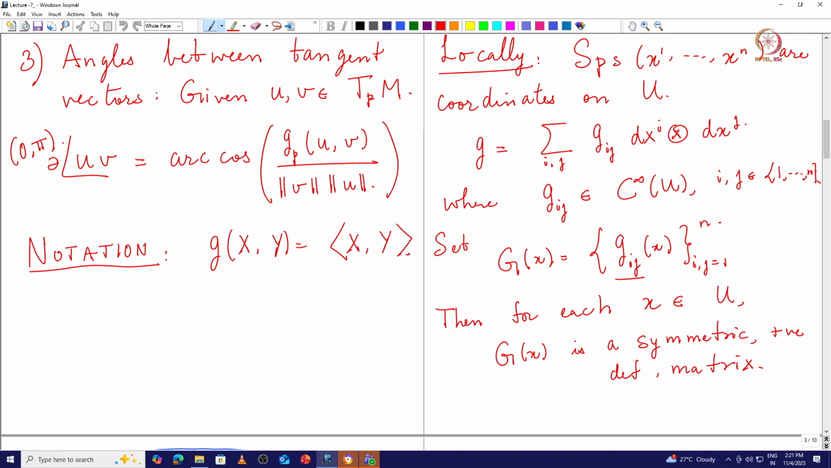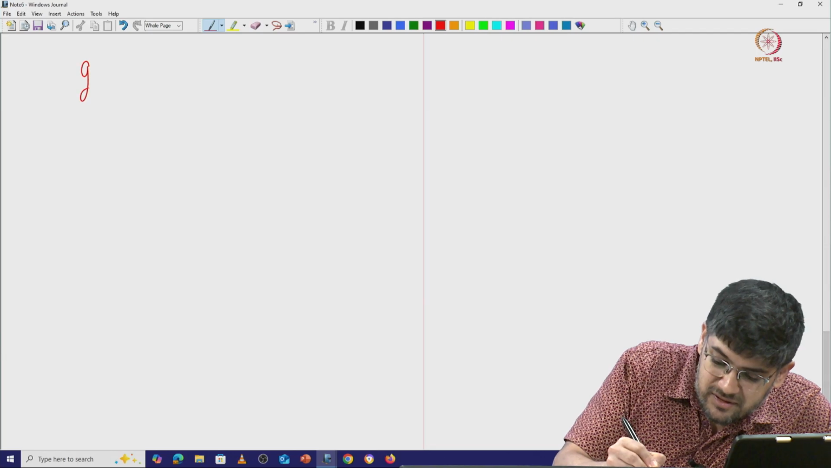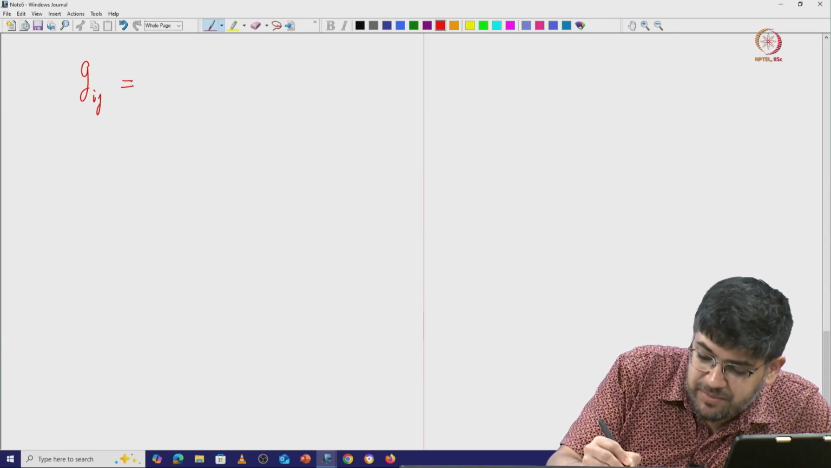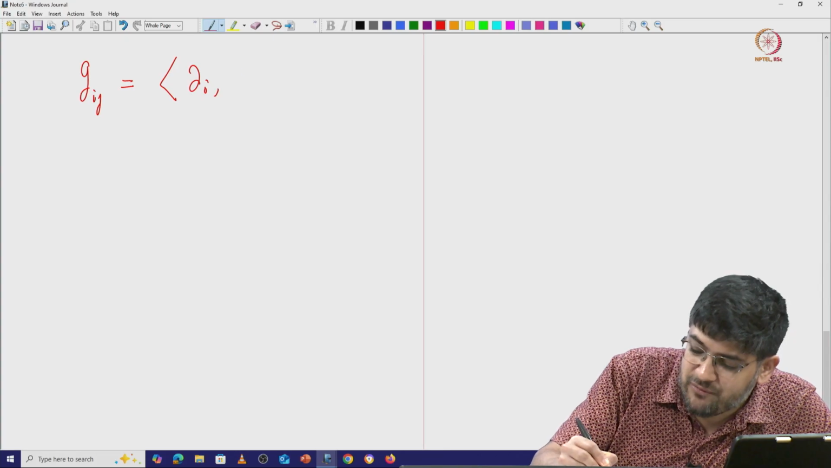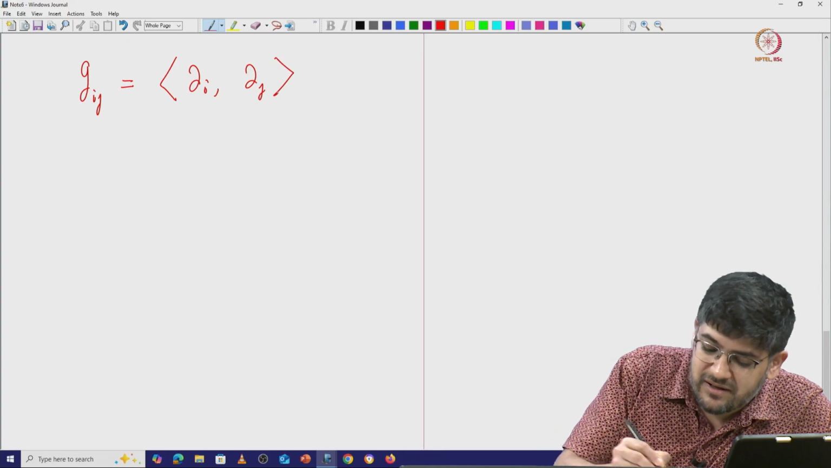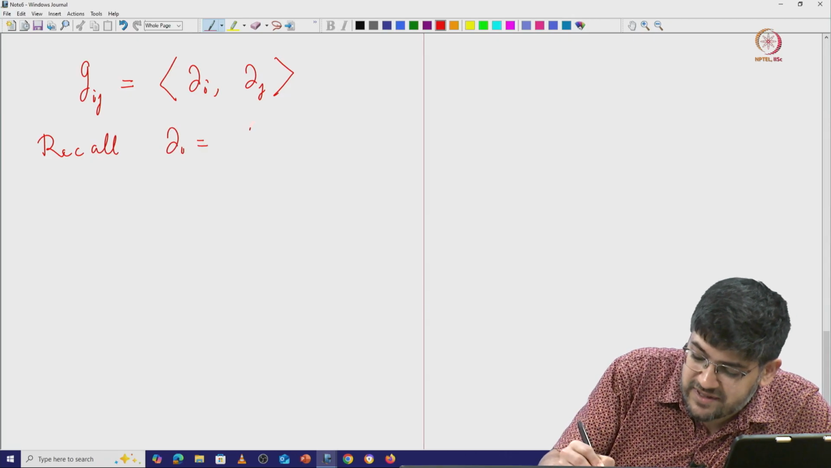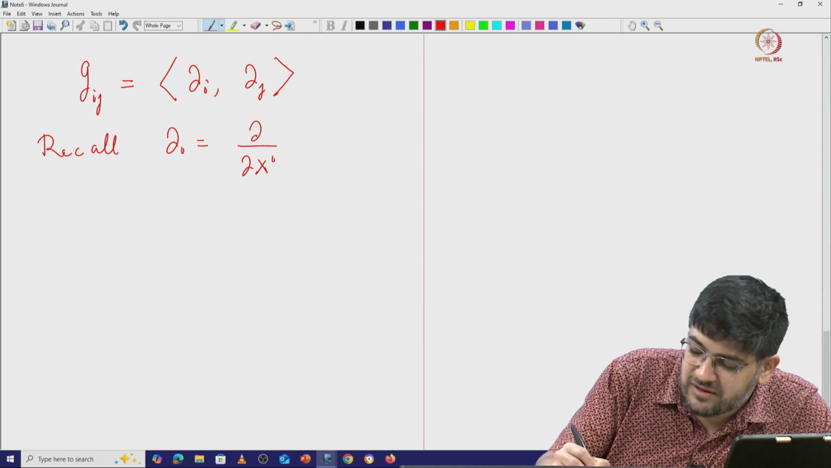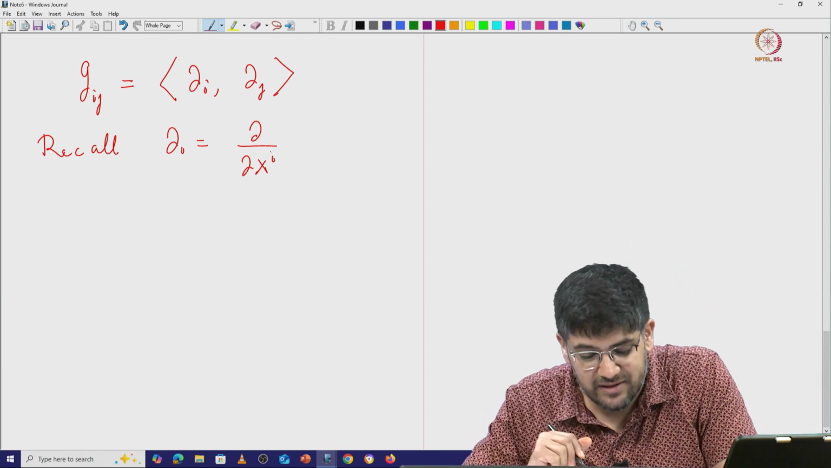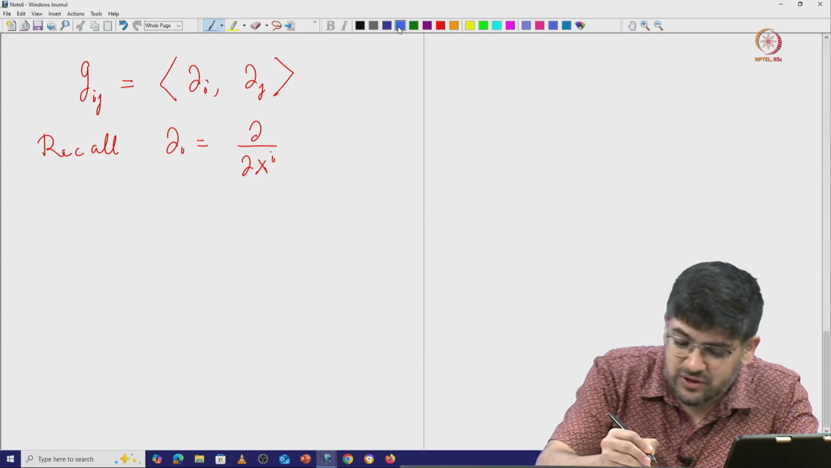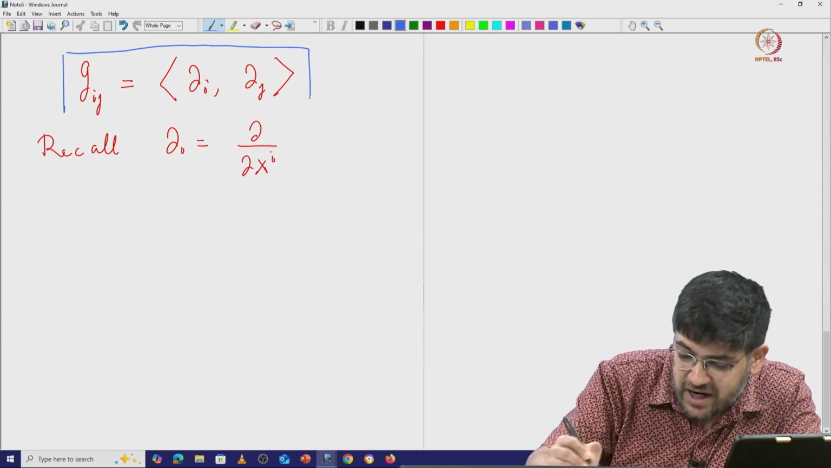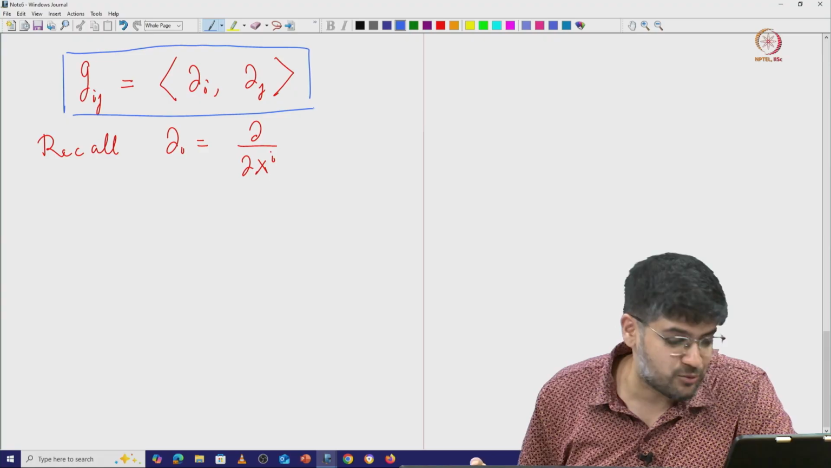So also, in terms of my basis for the tangent space, what are these components? Well, g_ij is basically just the inner product of del_i with del_j. Okay, recall that del_i was just this partial derivative in the ith direction. Okay, so these components g_ij are precisely <del_i, del_j>.